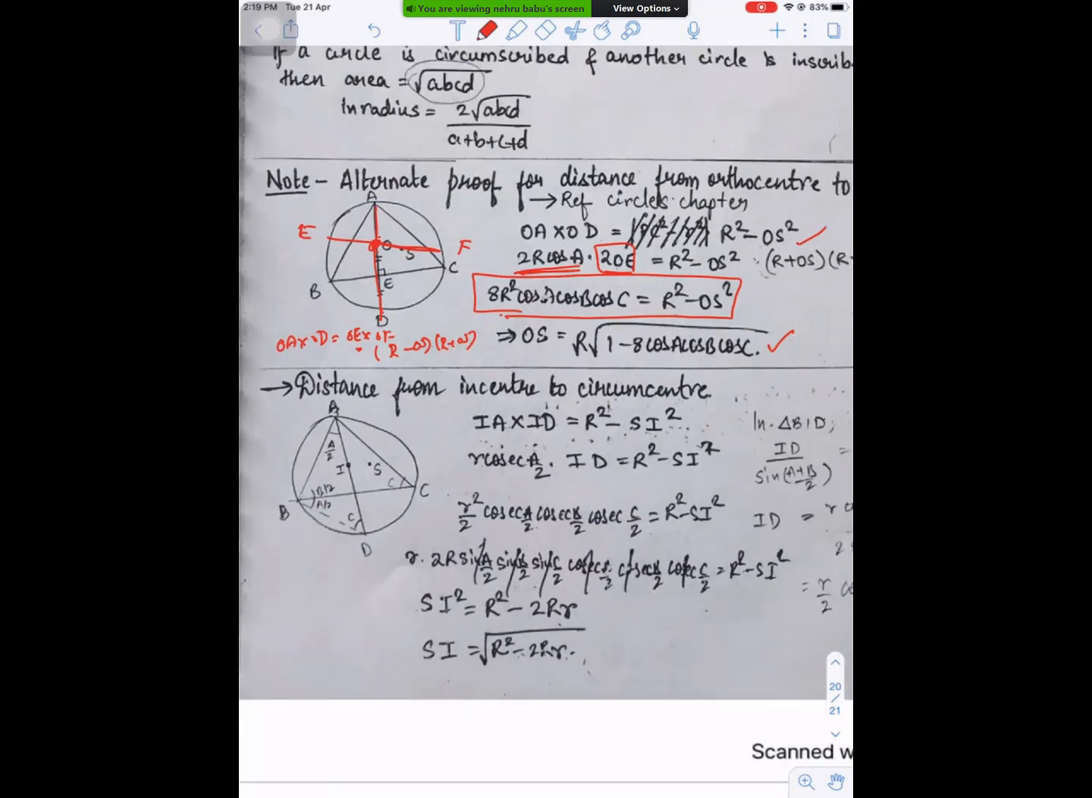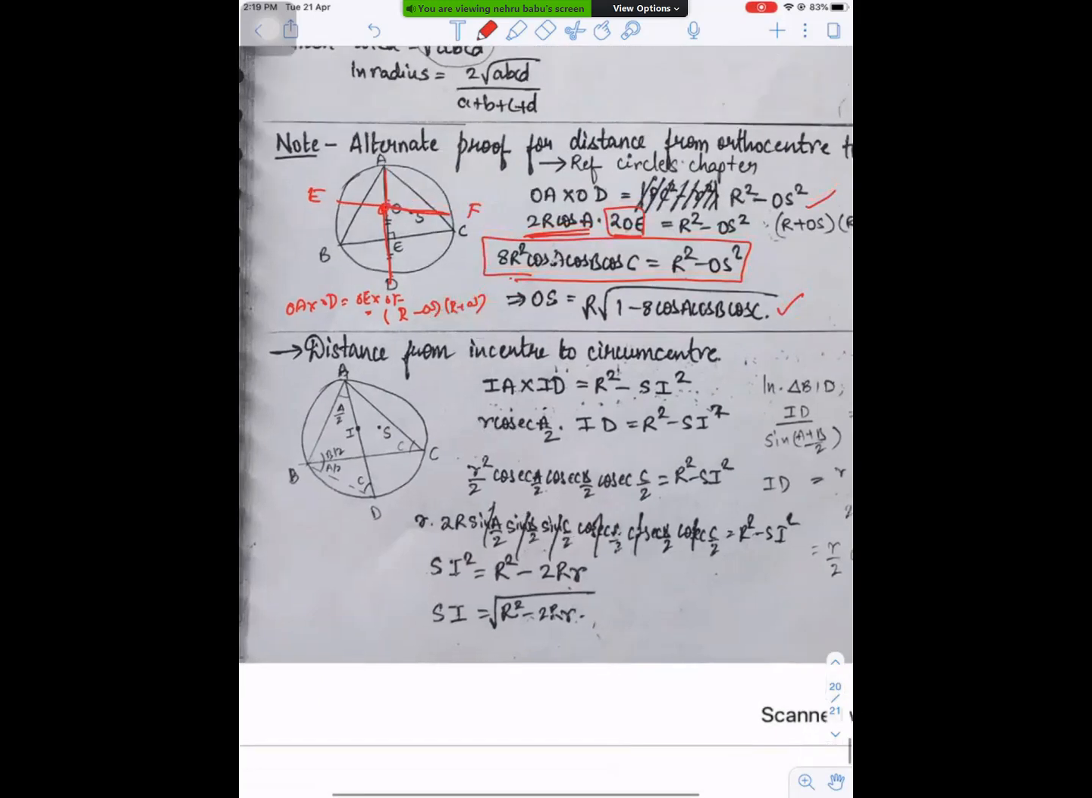In-center to circumcenter also we proved in the same way. That IA into ID, if you observe, I just join this AI line. So IA into ID equal to, with the same logic, R square minus SI square, by the power of point definition. PA into PB equal to CP square minus R square for an outside point, R square minus CP square for an inside point. By using this, R square minus SI square is coming, and ID means this length. By using this logic you can find it. With the help of this result only I find that result.